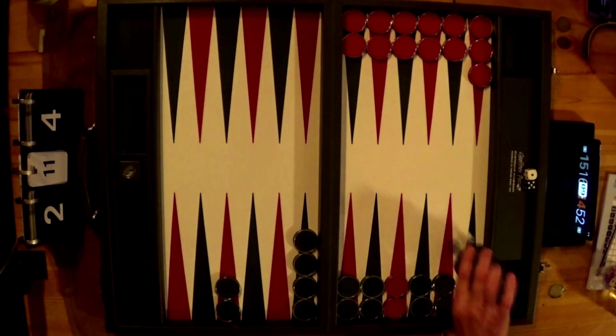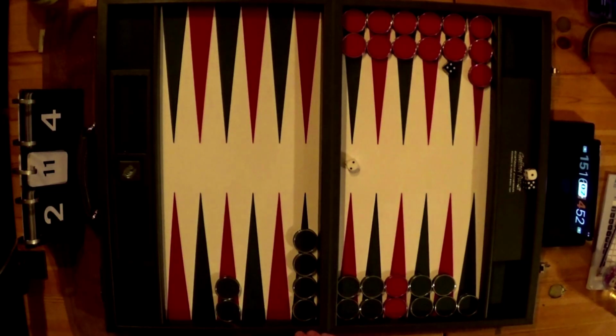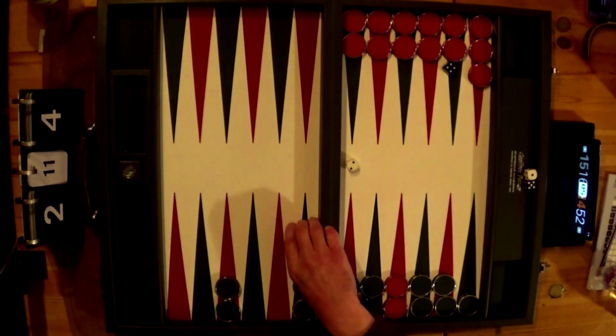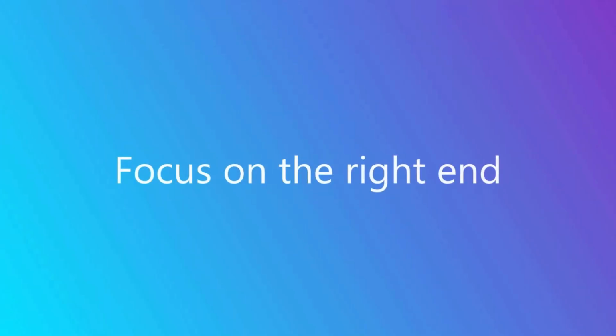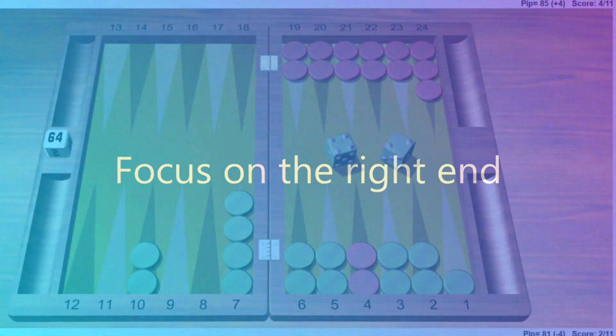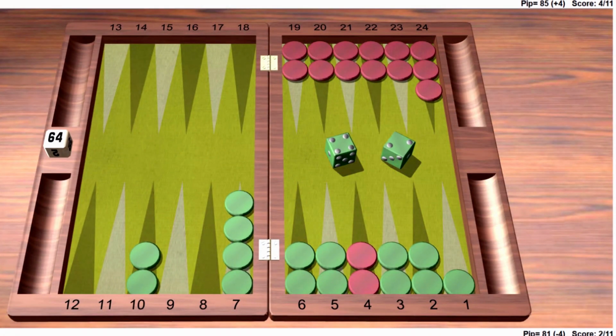So I did win that last game. We're now 2-4. I roll 4-2, and I get distracted by the fact that I can fill in that ace point because it looks so neat, tidy. Why not do it? But focus on the right end of the prime. Red's already gone past me. I don't really need to fill that in just yet.